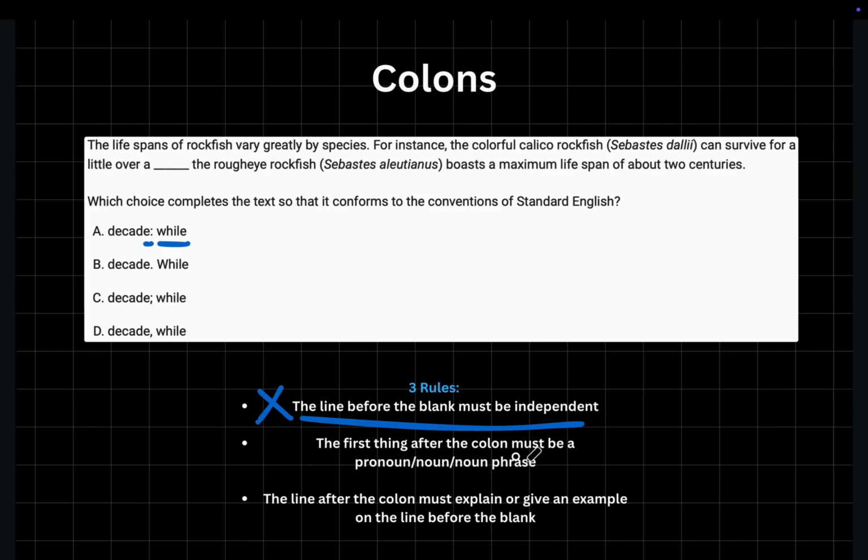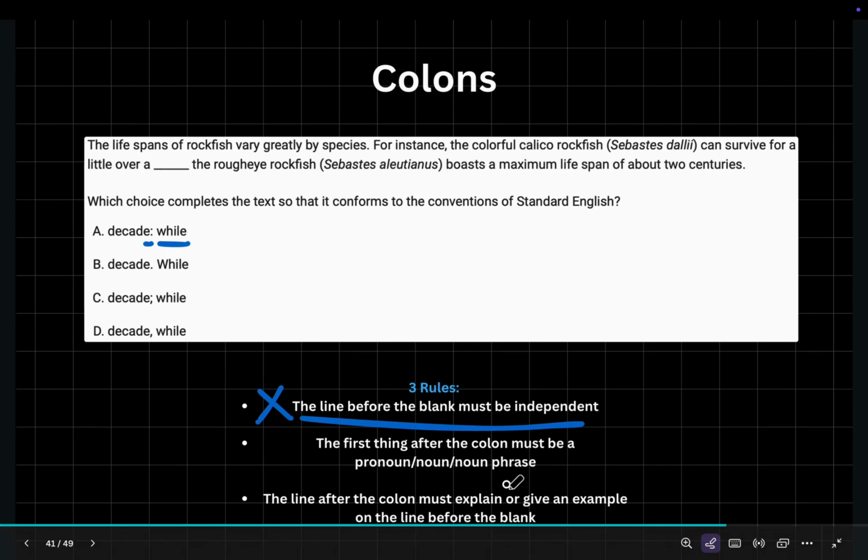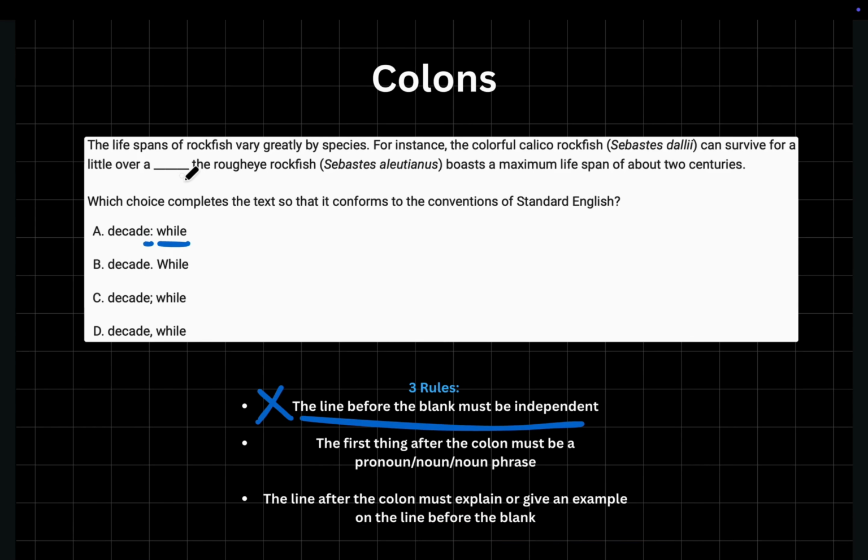Rule 2 says the first thing after the colon must be a pronoun or a noun phrase. The first thing after the colon is while. Okay, so it says while in the beginning, which is not really a pronoun, a noun, or a noun phrase. But after it comes the rough-eye rockfish. However, it is still not enough to prove that the correct choice is the one with the colon.